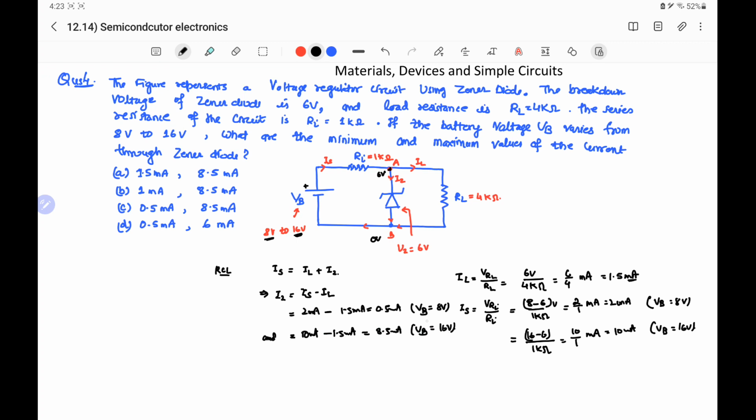Hence minimum value of the Zener current is 0.5 milliampere. This is the minimum, and maximum value of the Zener current is 8.5 milliampere. Hence option C is the correct option.